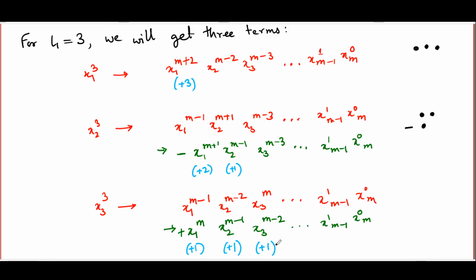In the final case, we have 3 dots in each of 3 lines, signifying the fact that the powers of x1, x2 and x3 have all gone up by 1. And this overall term comes with a plus sign.